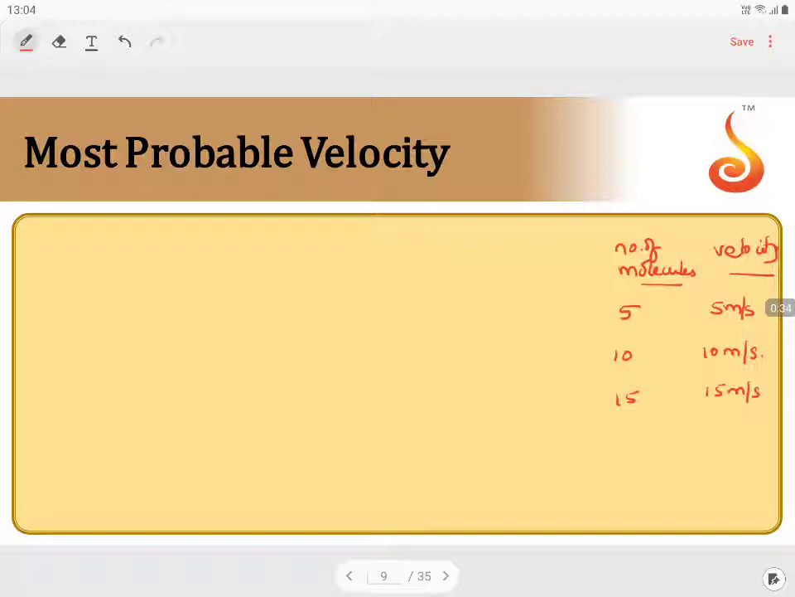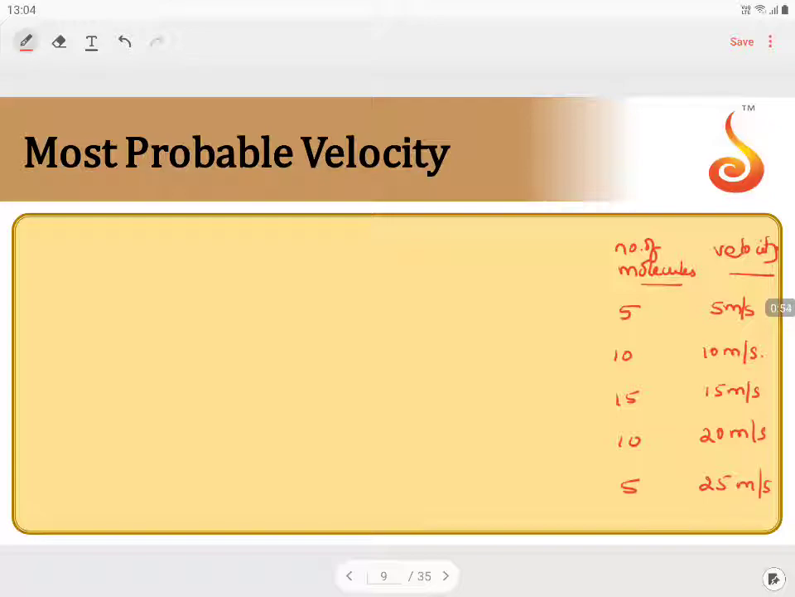and then let us come to the 20. If I'm taking again back 10 molecules possessing 20 meter per second. If I'm taking again 5 molecules possessing 25 meter per second.